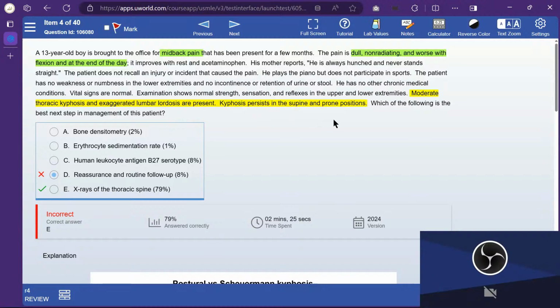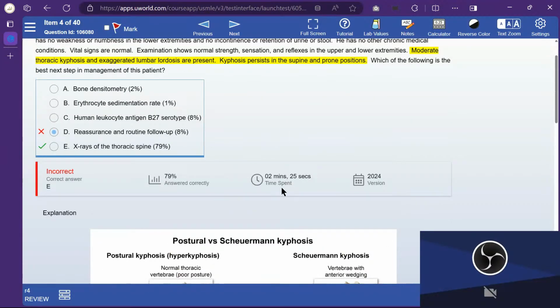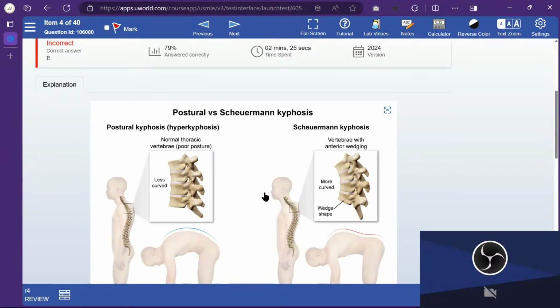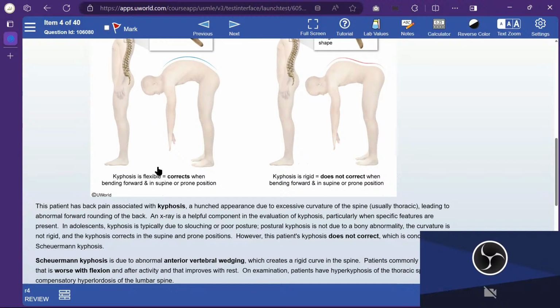Kyphosis persists in supine and prone position. This is in Scheuermann kyphosis, which persists in supine and prone position. But in postural kyphosis or hyperkyphosis, or normal thoracic vertebral posture, this will correct when bending forward, or in supine or prone position.